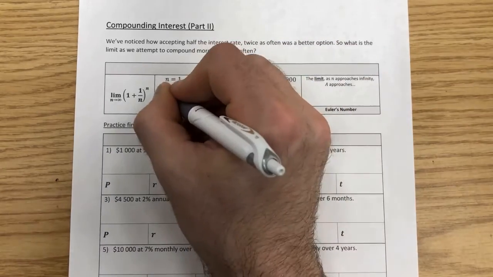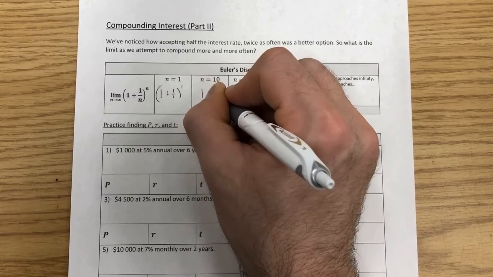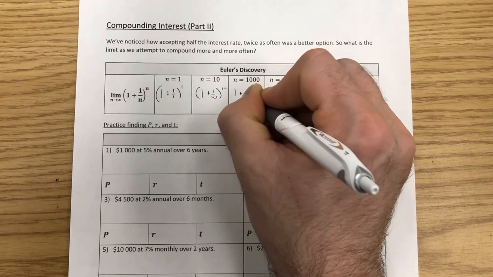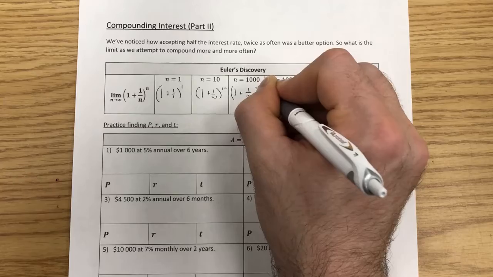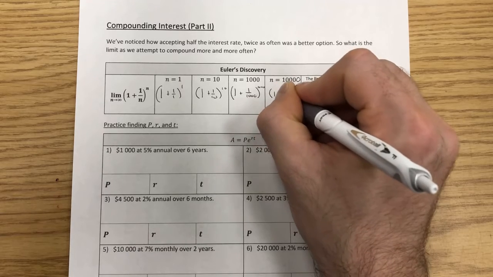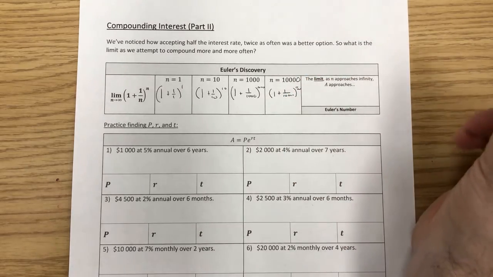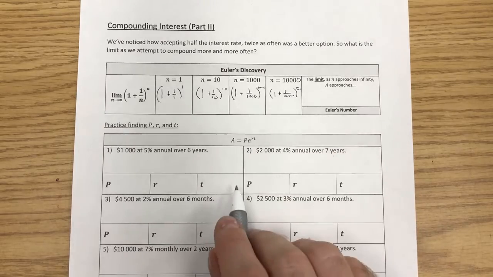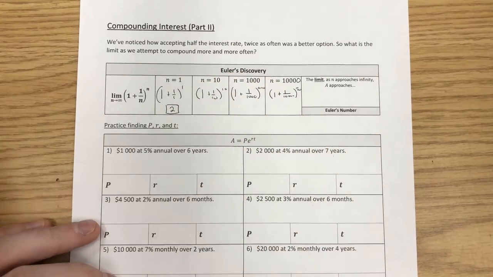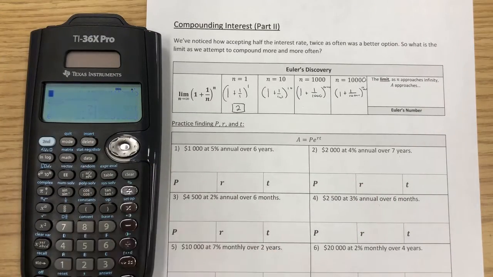So if I compound once, 1 plus 1 over 1 raised to the 1, or 1 plus 1 over 10 raised to the 10th, 1 plus 1 over 100 raised to the 100, 1 plus 1 over 1,000 raised to the 1,000, and because apparently I can't type, let's just add another 0 so it looks better: 1 plus 1 over 10,000 raised to the 10,000. We're going to notice that this is approaching some number.